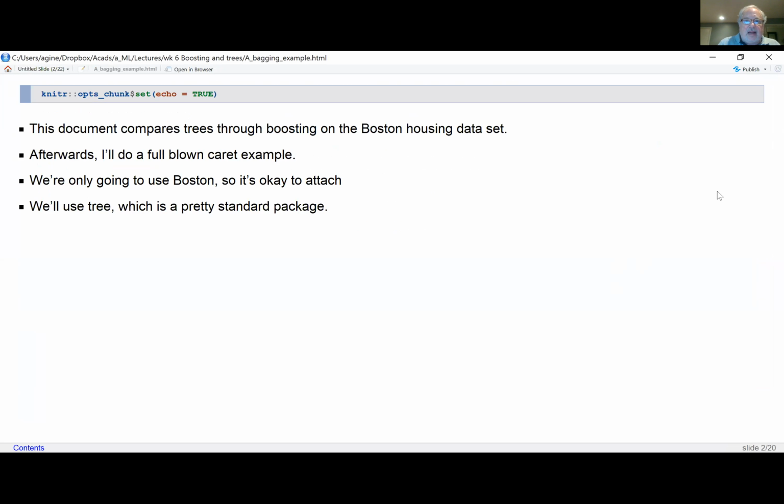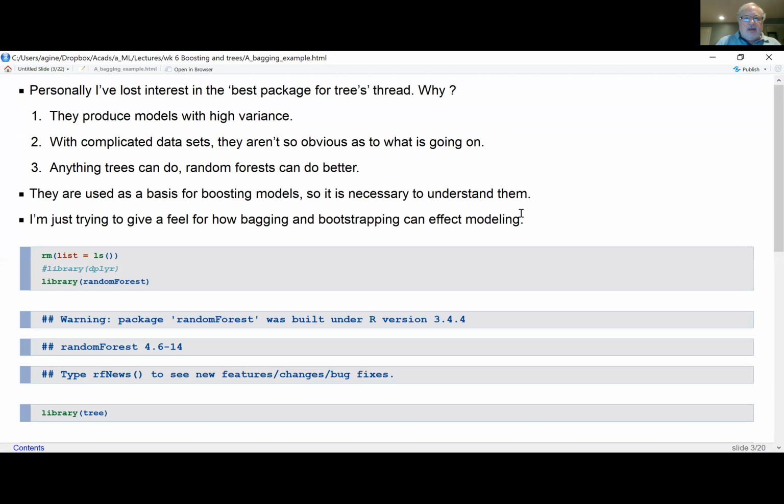So we're going to go back and look at the Boston housing data set. Next week, I'll go through a full-blown example. I'm not going to use the Boston data set, but I'm going to go through a full-blown example of using Caret. In some sense, this is a bit of Caret light. One question you can ask is, in R there are various packages for trees, and there's one called tree, which is the one I'm using. I don't know if that's the best one anymore.